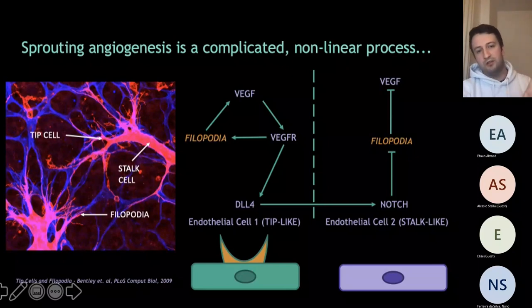When cells become high in delta-like 4, they basically talk to their neighboring cells and say, hey, you need to not do what I'm doing. This causes them to not produce any filopodia, and so they don't sense that signal anymore.